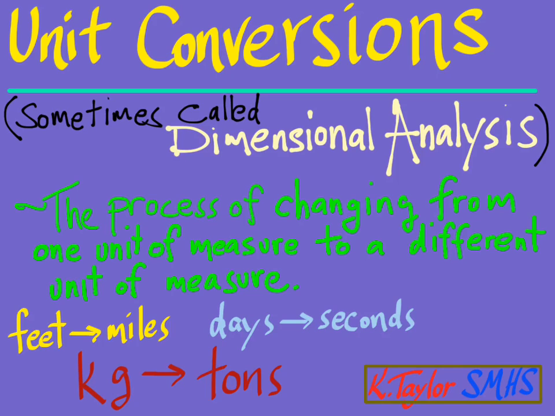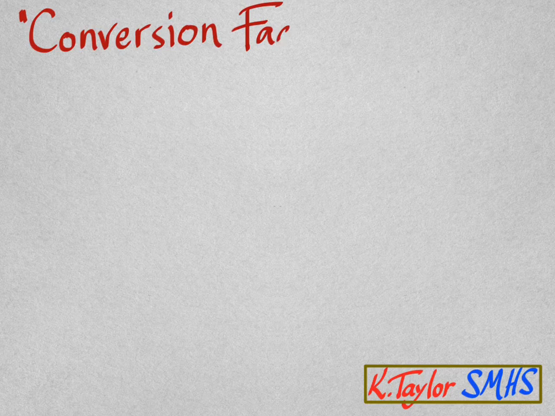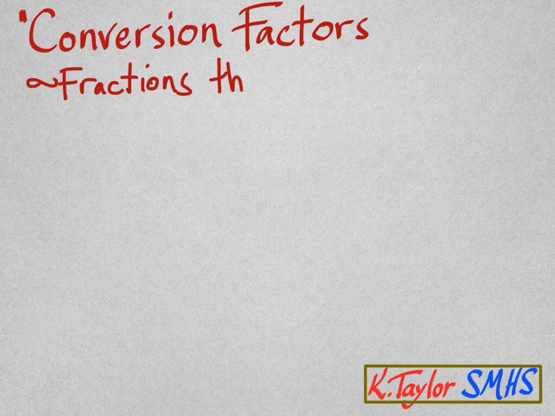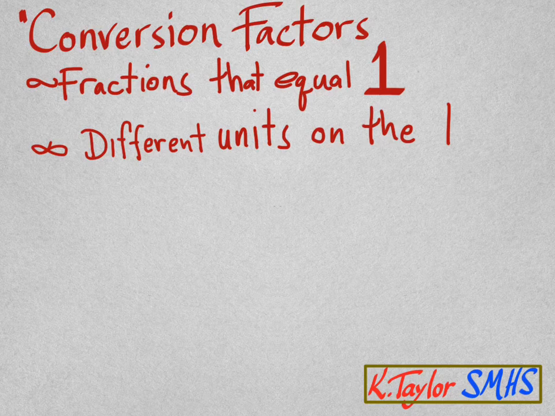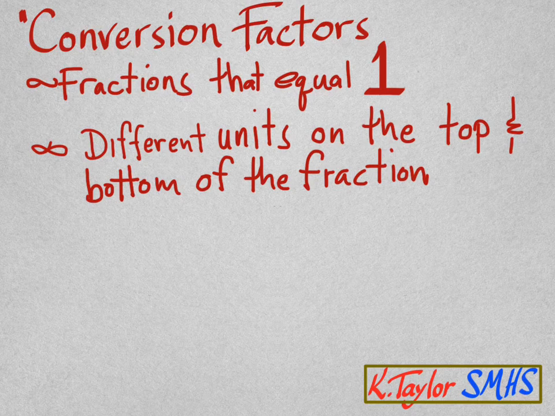So one of the most important tools that we use in unit conversions or dimensional analysis is these little things called conversion factors. Conversion factors are really just fractions that happen to equal 1, and the fractions are made up of different units on the top and the bottom. So they have different units on the denominator than they do on the numerator. Okay? Now this is very important, that first point there, that the fractions equal 1. I'll demonstrate that here in just a second.